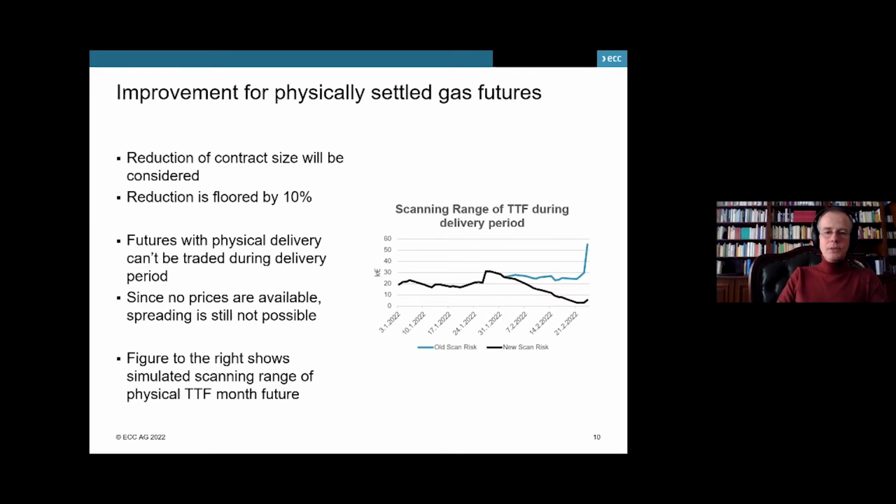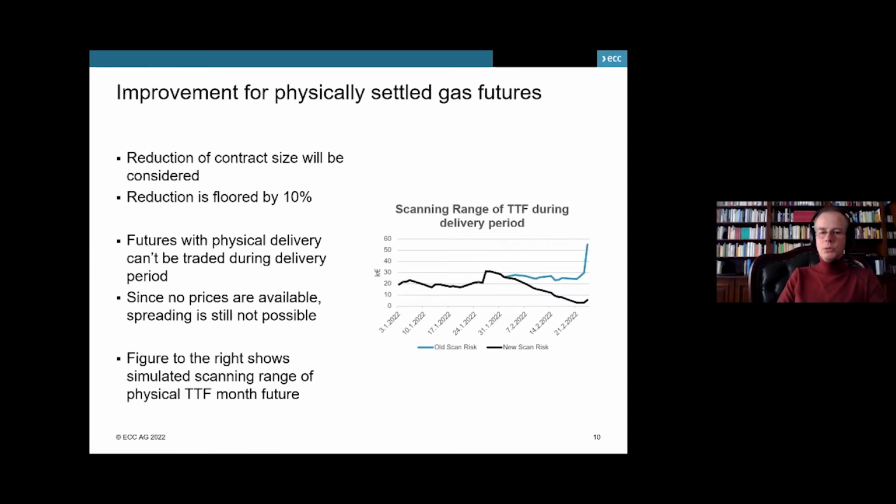Physically settled gas futures are still excluded from the spreading. The reason is just we don't have any prices, and according to EMIR, we have to verify a high correlation if we give any credit, and we can't verify any correlation if we don't have any prices. So therefore, we just did what was possible, and that's the result.